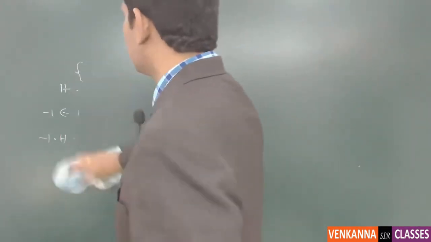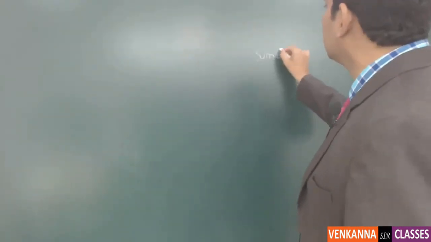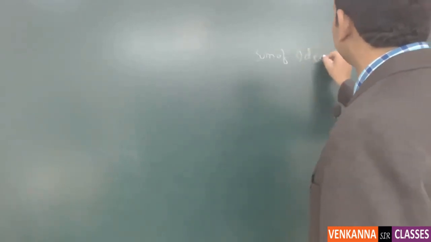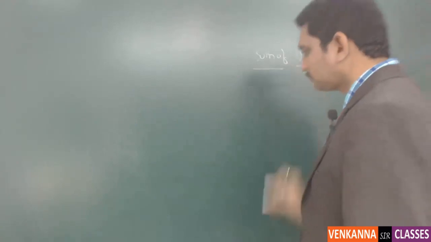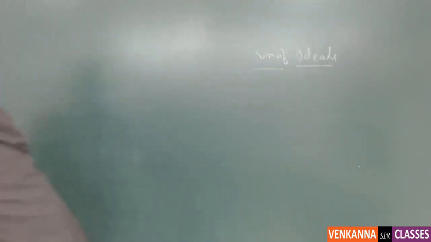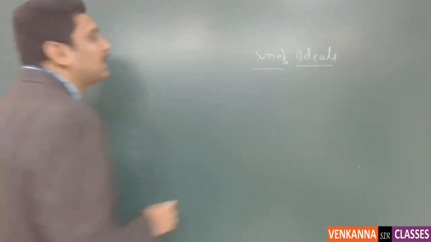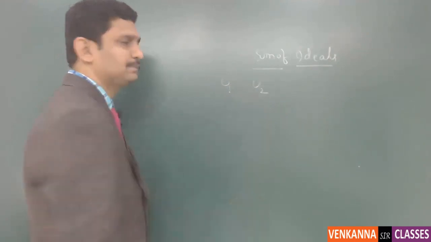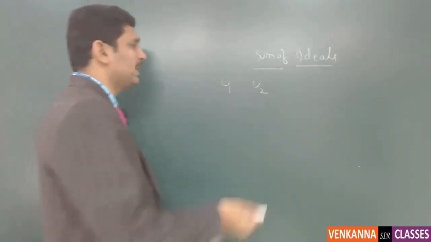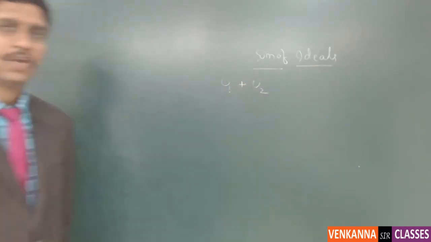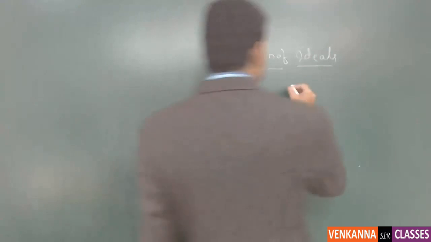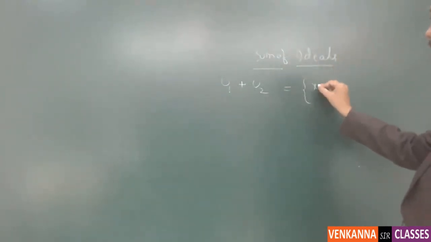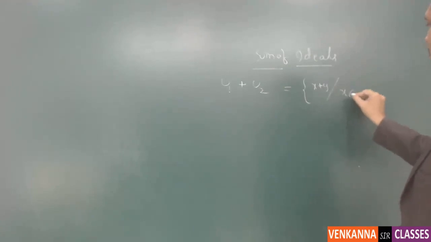So here we introduce a small concept, the sum of ideals. So what is meant by the sum of the ideals? You simply take two ideals, say U1 and U2. The sum is generally indicated with the symbol plus, U1 plus U2. It is defined as the set of all x plus y such that x belongs to U1 and y belongs to U2.